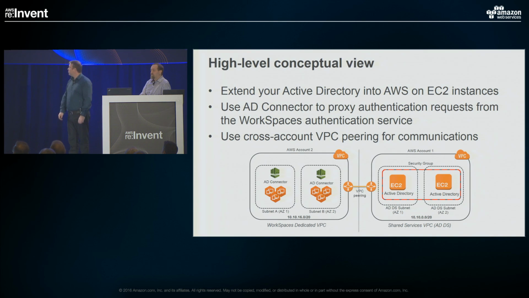So from a high-level conceptual view, here we've kind of drawn up what we're looking at, right? On the right-hand side, you can see the shared services VPC, which lives in a separate account to workspaces. This one is, again, split across availability zones. There is a pair of EC2 instances, which the customer has installed Active Directory onto, okay? We're using cross-account VPC peering to the workspaces account, where we're able to configure workspaces, and we allow the communication from Active Directory connector and the workspaces to connect to that directory.